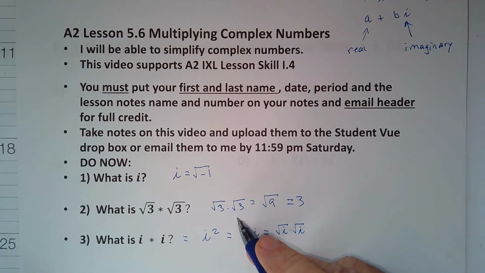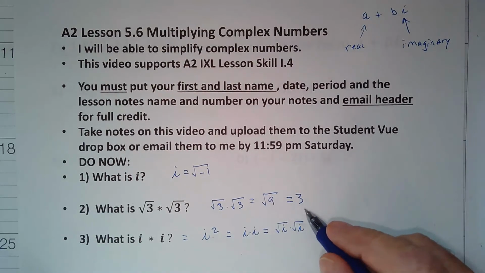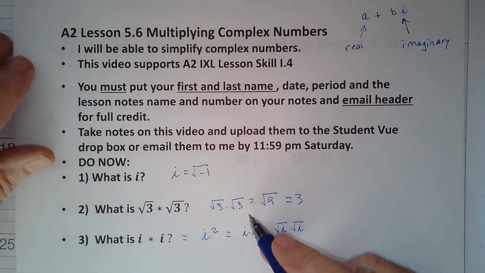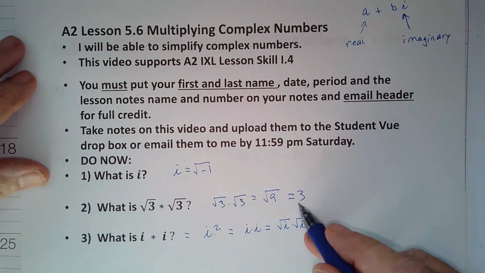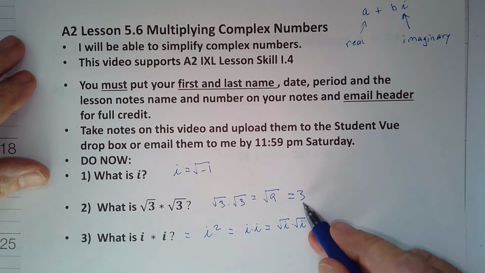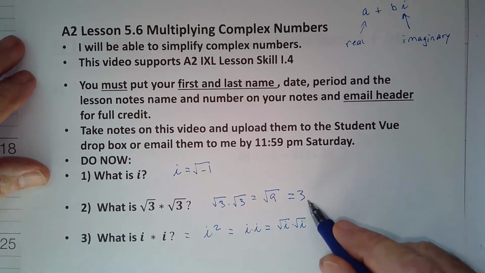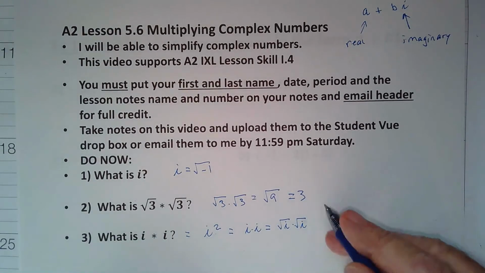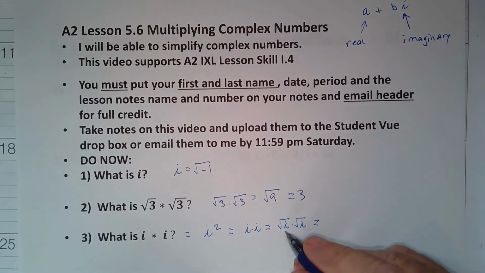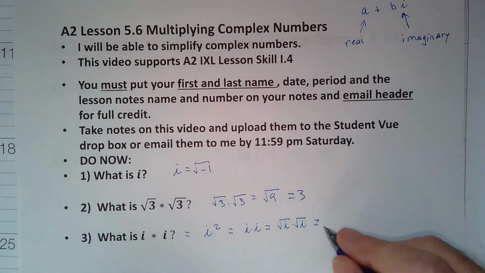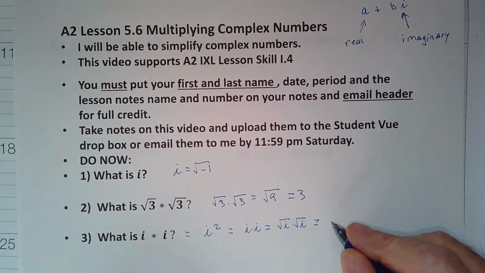And so up here, when we multiplied together the square root of 3 times the square root of 3, all we did was get rid of that radical sign and take the number that was underneath it, and that became the solution. So the same thing is true here. Square root of negative 1 times the square root of negative 1 is going to be negative 1. I'm sorry, it's i squared, which equals negative 1.